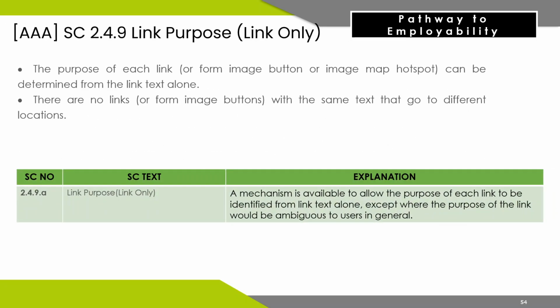The requirements for success criterion 2.4.9 Link purpose, link only, are 2.4.9.a Link purpose, link only. A mechanism is available to allow the purpose of each link to be identified from link text alone, except where the purpose of the link would be ambiguous to users in general.